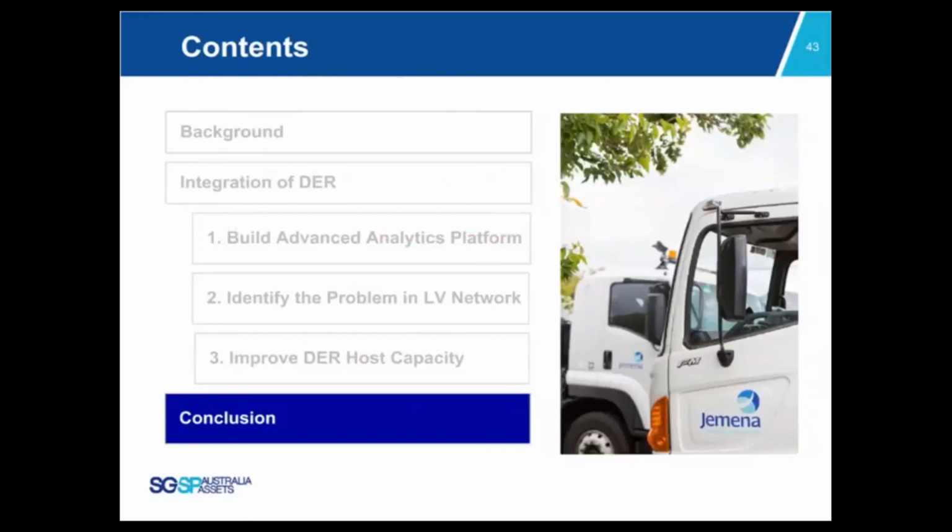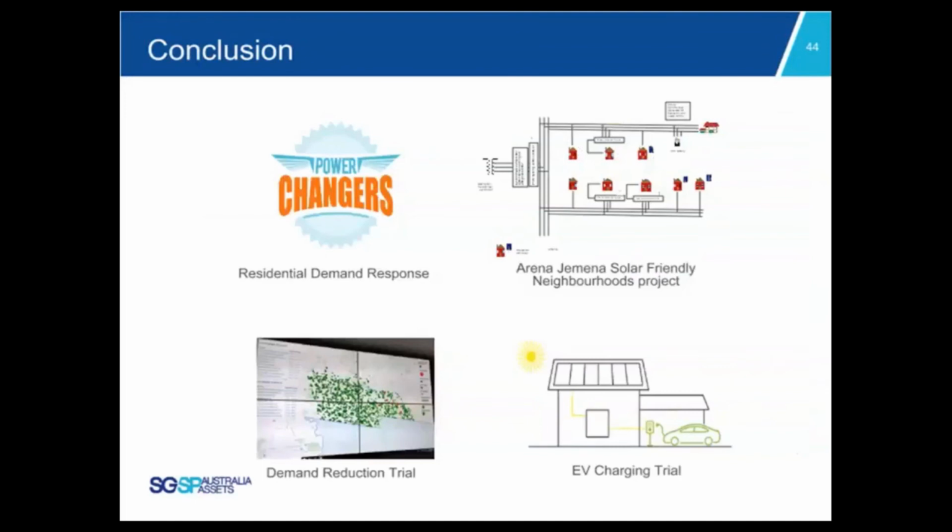So let's move to the conclusion session. So far, we have successfully supported our analytic work. However, our journey is not ended yet. In Jemena, other major projects using smart meter data are power changes for residential demand response, the Jemena solar-friendly neighborhood project for active load control, a demand reduction trial for voltage regulation, and the EV charging trial for testing the technology.